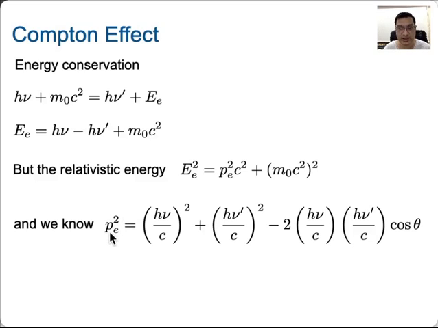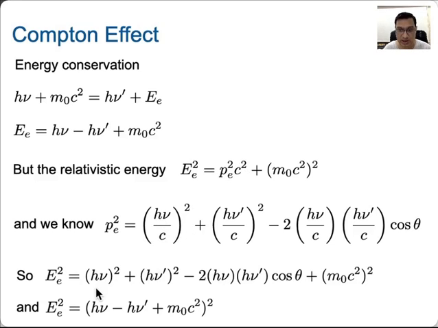So what I can do, I can substitute this value of pe square here. Okay, so what I will get, the first time I will get (hν/c)² times c². So c will cancel out, so I will get only (hν)². The same is applied here: (hν′/c)² multiplied by c², so c² will cancel out. So you will get this. Then again the c² will cancel out, so you will get 2 times hν′ cos θ, and then you will get this rest mass energy term.